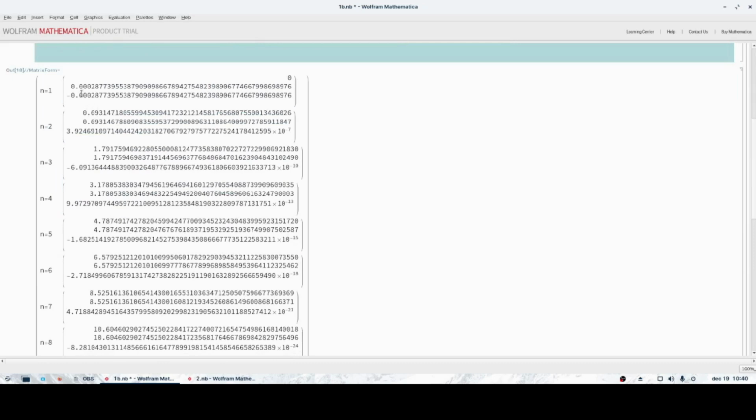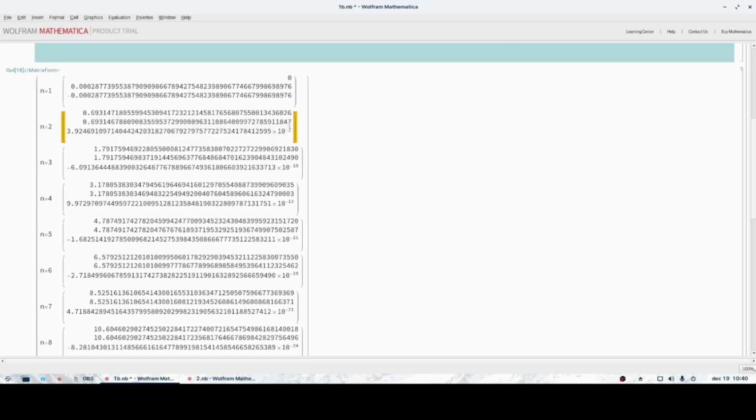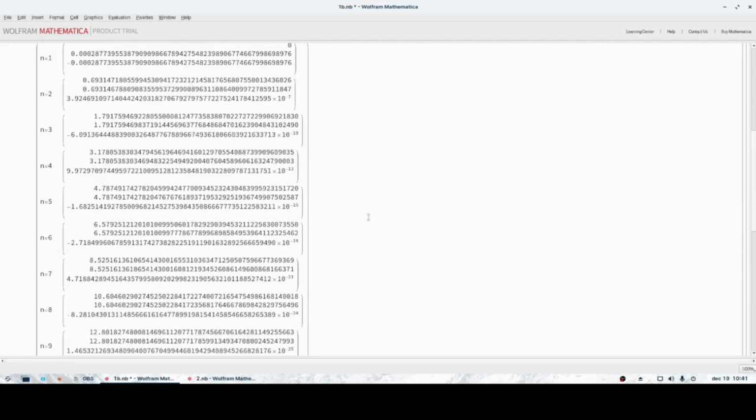So as you can see, for 2 factorial, the remainder is 10 to the minus 7 power, meaning 6 zeros. And as you get further, this remainder term gets closer to 0: 10 to the minus 13, 10 to the minus 15, and so on. You can use more factorials.